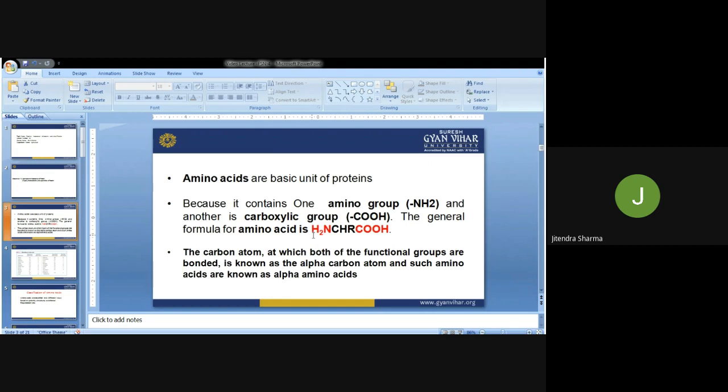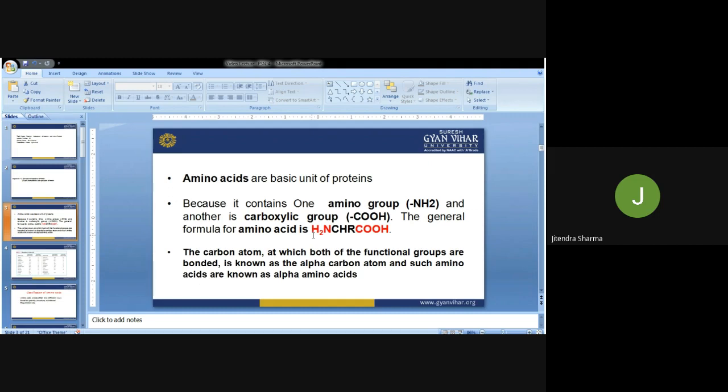The carbon atom at which both functional groups are bonded is known as the alpha carbon atom, and such amino acids are known as alpha amino acids. So once again I repeat that proteins are basically amino acids, they are units of amino acids.